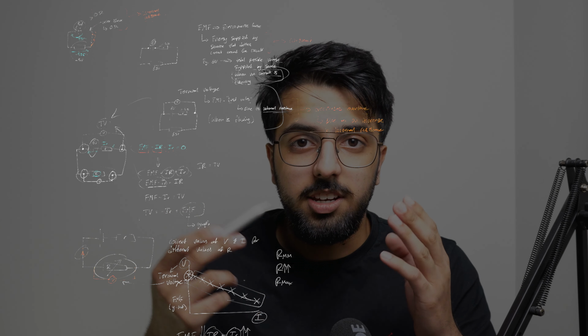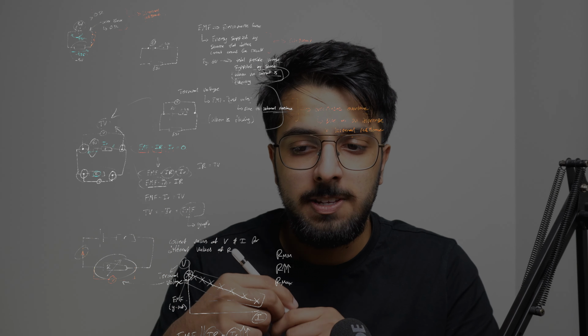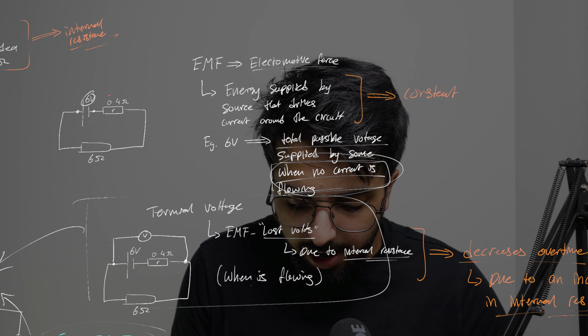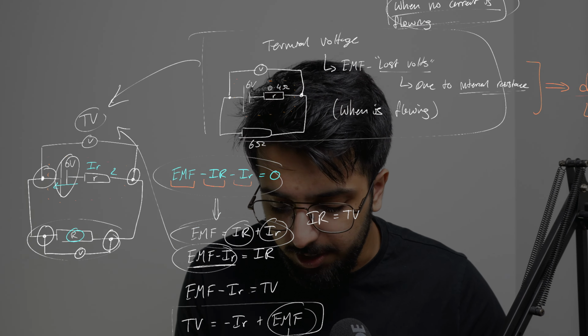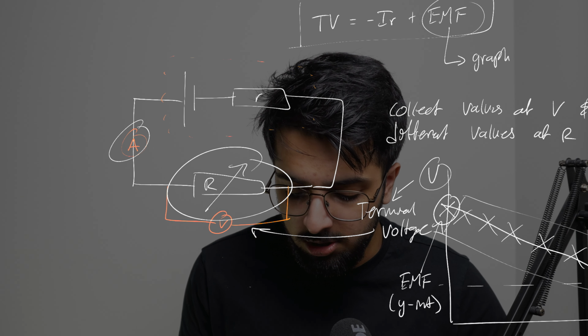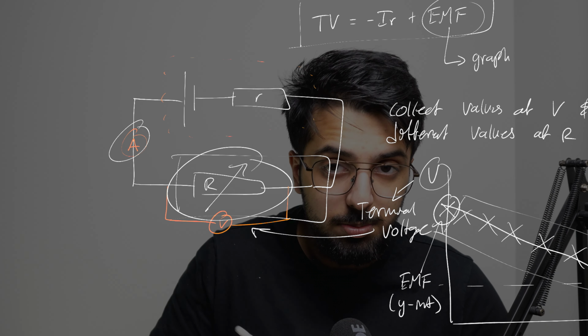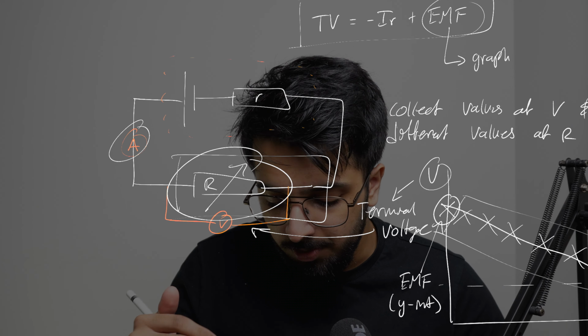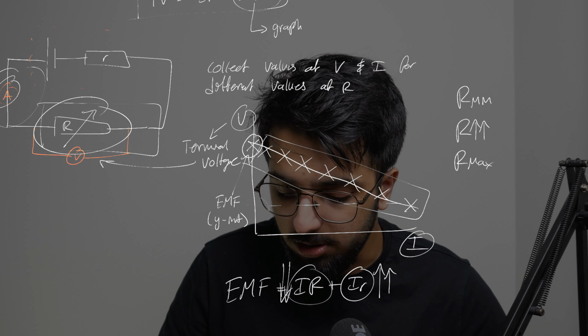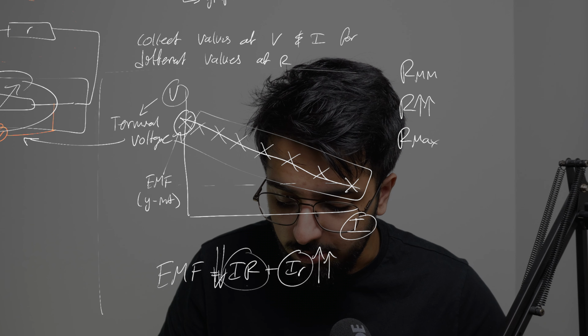Alright, so this is our second video on internal resistance. In our last video, we looked at what EMF is and how internal resistance affects the EMF. We looked at what happens to our EMF and our terminal voltage when our external resistance becomes larger and larger, and also how that affects the current throughout the circuit, okay? And that was depicted by this graph right here, okay?